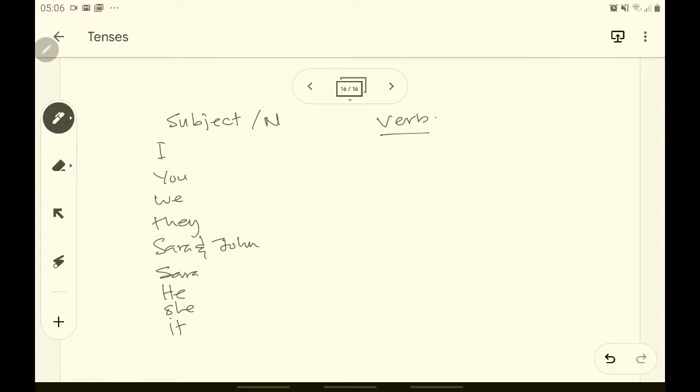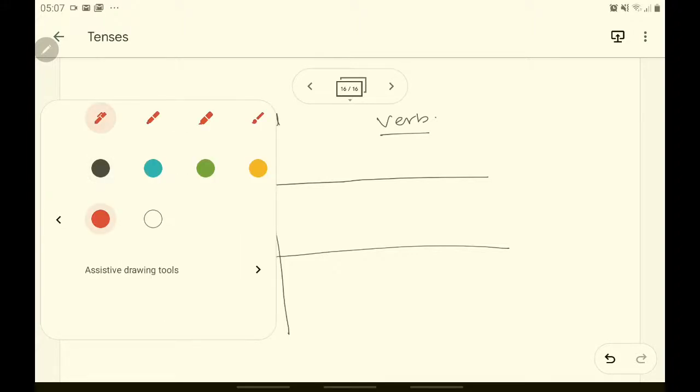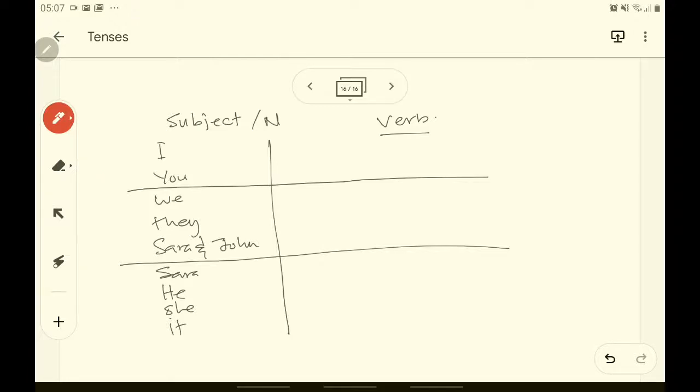Okay, so let's categorize these subjects first. So you have I and you, and then we until Sarah and John, and then you have Sarah and the rest. Okay, let's categorize it, because this categorization will, what we call it, influence the changes that we are going to make. So I and you, we can categorize it as special.